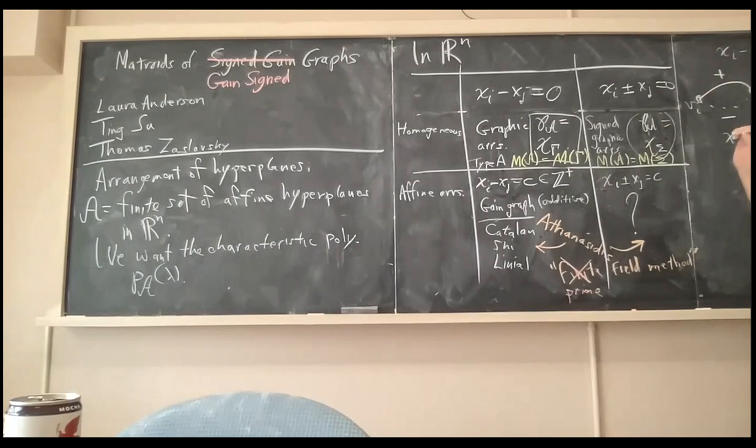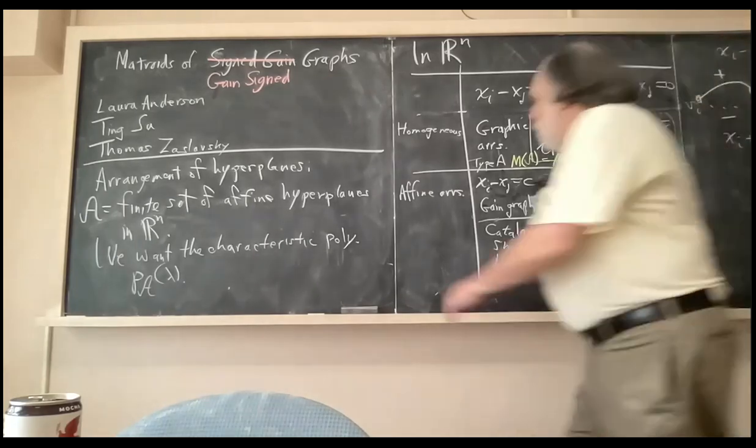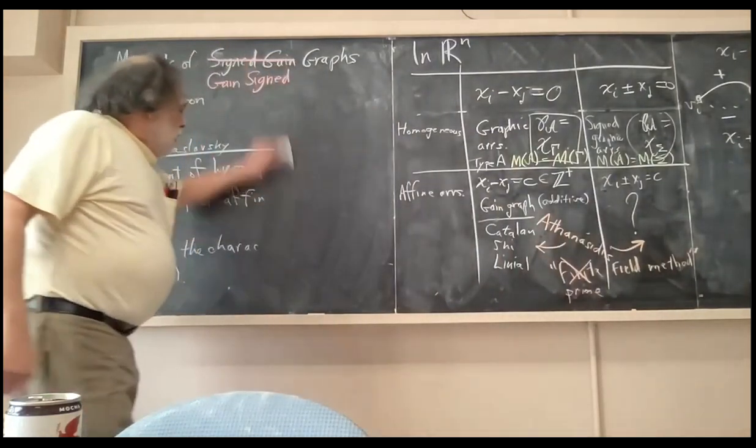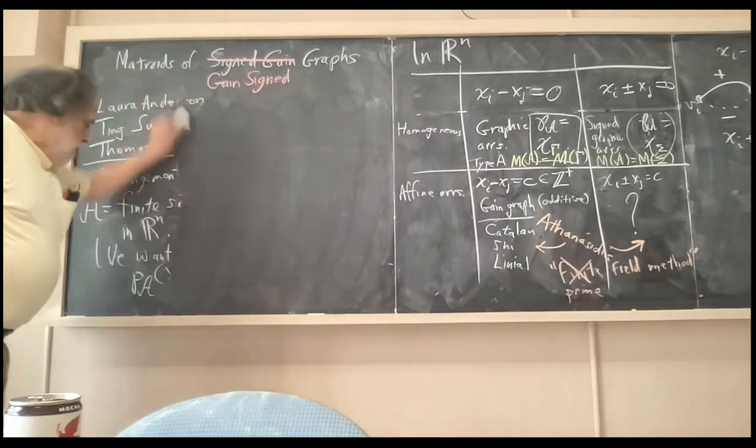And people, including me, tried to do this for years and years and failed. We all failed. And then I got together with Laura and Ting, and Laura said, why don't we look at this? And it turned out that we were doing it backwards. You take a signed graph and you put gains on it. That's complicated. So now I'm going to tell you what a signed graph really is, what a gain graph really is, so you'll be able to see what the connection is. And this is part of the essence of this paper.